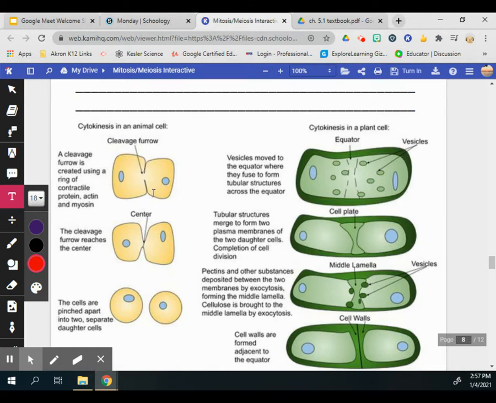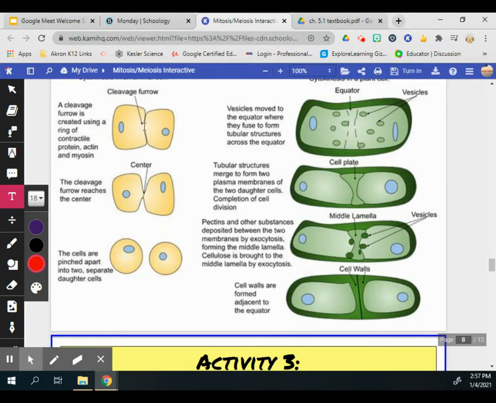On the left, we have something called a cleavage furrow, where the cell membrane is just kind of indenting, and then eventually it separates into 2 cells. So it says a cleavage furrow is created using a ring of contractile protein, actin and myosin, which is kind of like a tie string zipping through the middle there. The cleavage furrow reaches the center, and then the 2 cells are pinched apart into 2 separate cells. And they do this because all they have is a cell membrane.